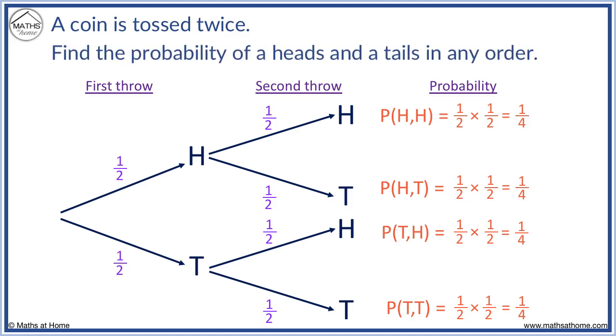We will find the probability of getting a heads and a tails in any order. This means we can get a heads first, then a tails, or a tails first, then a heads. Since there are 2 routes that give us 1 heads and 1 tails, we add these probabilities together. We add 1/4 to 1/4. This equals 1/2.